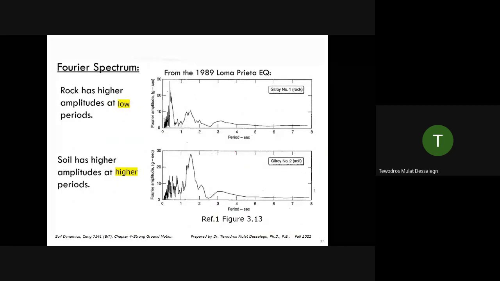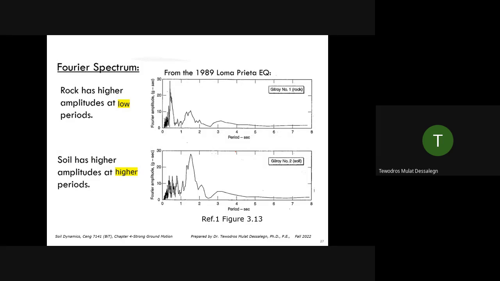So Fourier spectrum, just to give you an example for a previous earthquake, this is the 1989 Loma Prieta earthquake. And if you plot in a rock site, this record was in a rock site. This one was in a soil site, which means you have the ground, let's say bedrock, you have one recording at the bedrock, you have another one somewhere in the soil, or even at the top of the ground. So this is just telling us, if you see here, rock has higher amplitude at low periods.